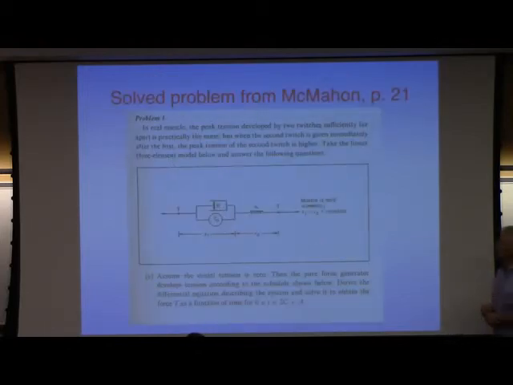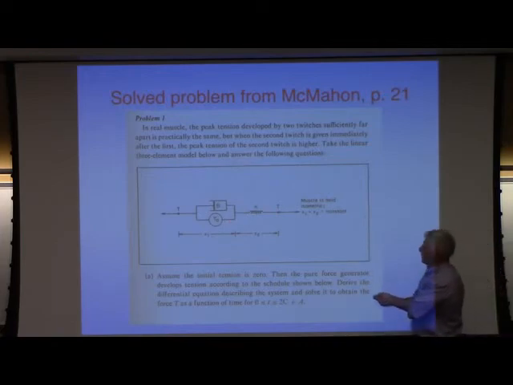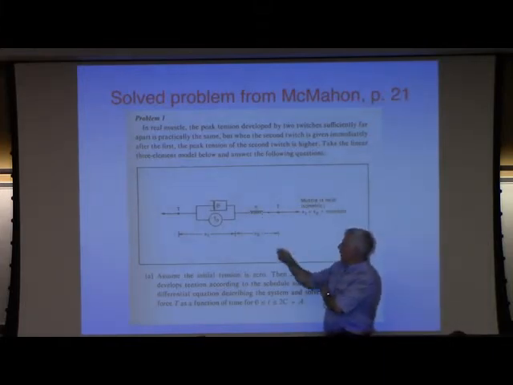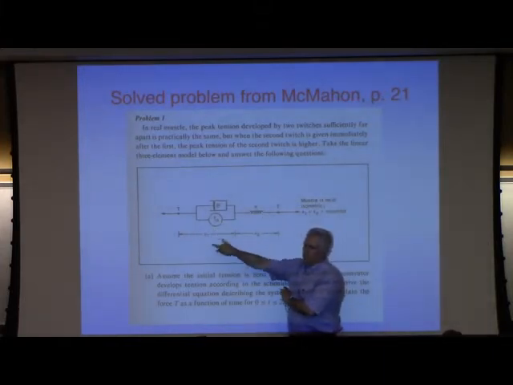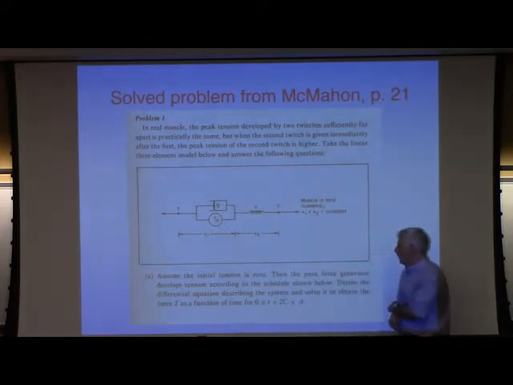So the last parts here are solving one problem out of McMahon. Again, you're going to get this in the homework. It'll be on the test. You'll be expected to be able to solve this kind of problem. In this case, they've simplified it because this is just the pure tension generator. This is the viscosity element. This is the series elastic element. There should be a parallel one, but they got rid of it to make this simple.